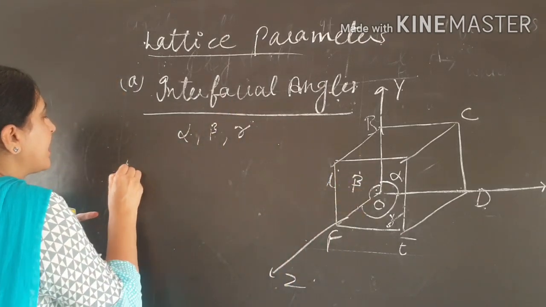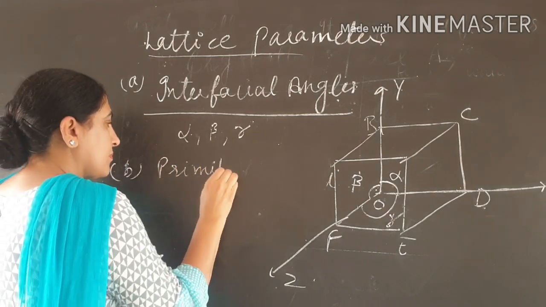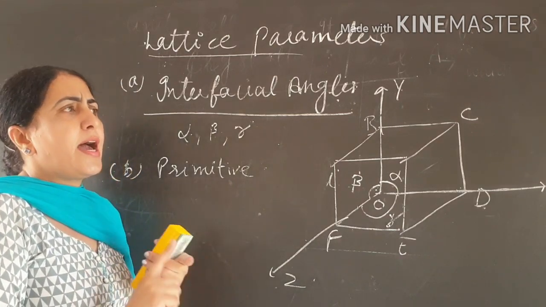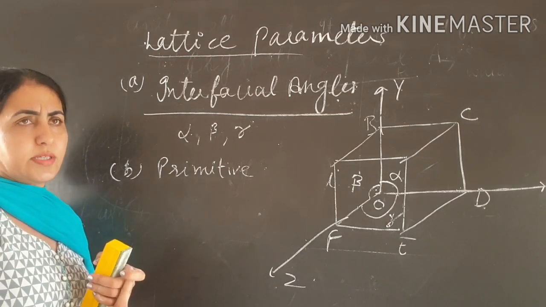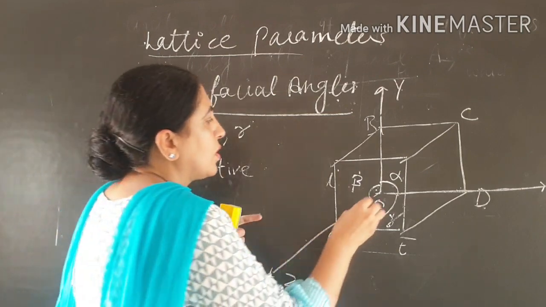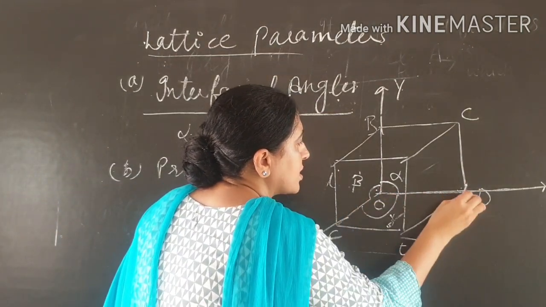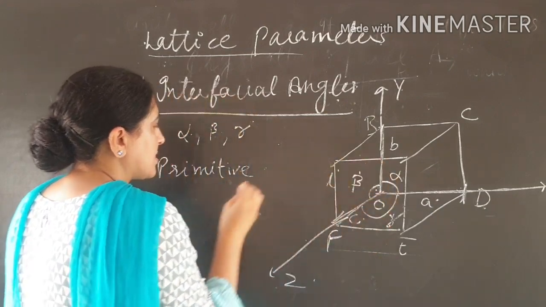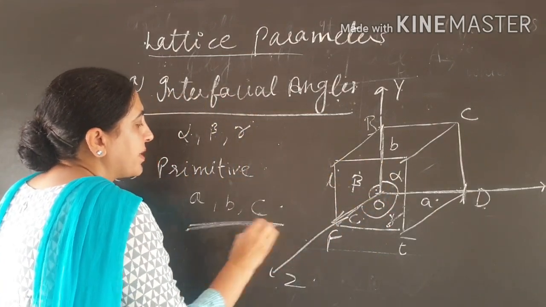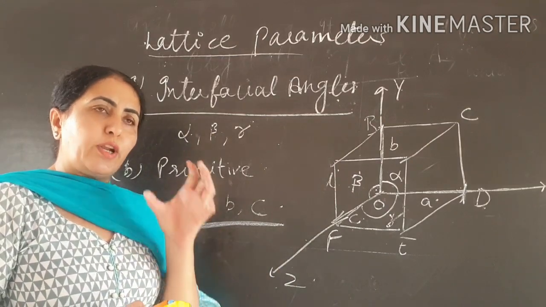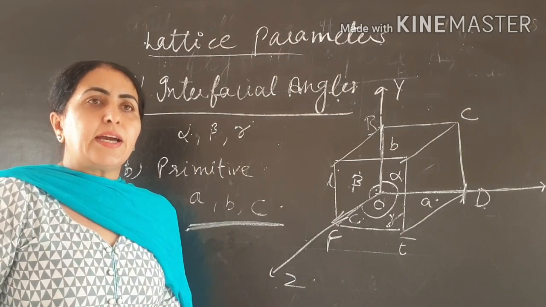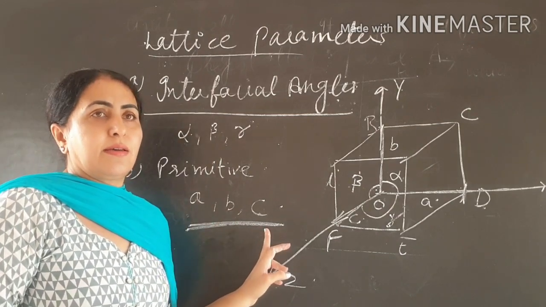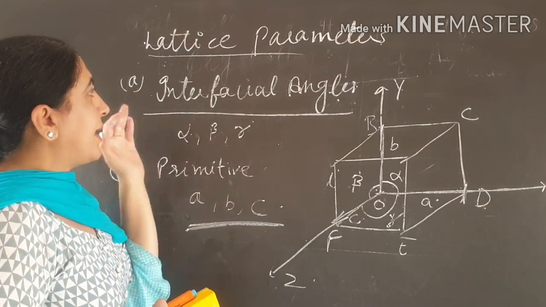Then is the primitives, also called, if they are in vector form, fundamental translational vectors, and also called lattice constants. So we call them lattice constants. So up to this point, if O to this D, this is A, O to B, this is B, then this O to F, this is C. So this A, B and C, they are called primitives. So a unit cell is fully defined. We can define completely a unit cell with these six quantities, that are alpha, beta and gamma, A, B and C. Clear? So this is all about the lattice parameters.